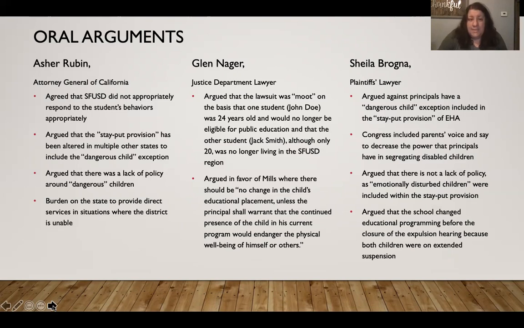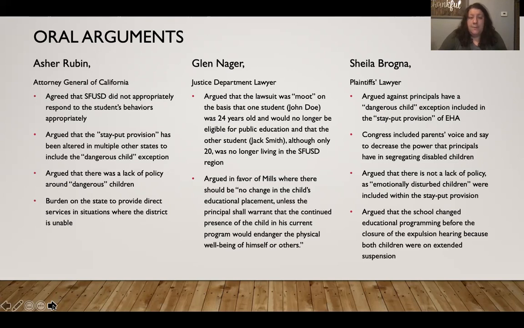Next, we heard from Glenn Nagar, the Justice Department lawyer representing SFUSD, and he argued that the lawsuit was moot on the basis that one student, John Doe, was 24 years old and would no longer be eligible for public education, and that the other student, Jack Smith, although only 20 years old, was no longer living in the school district's region.